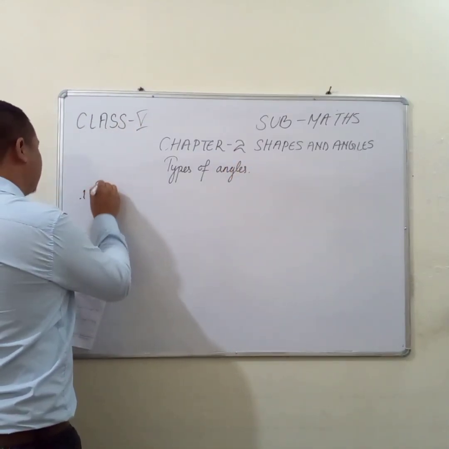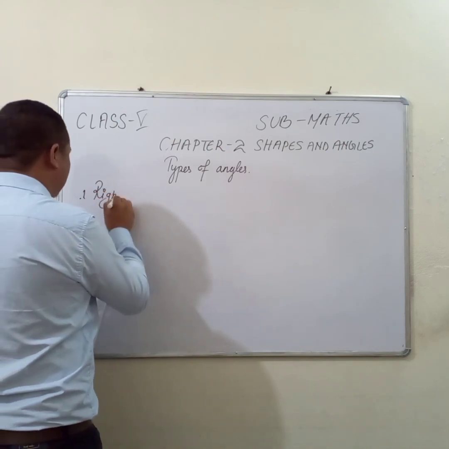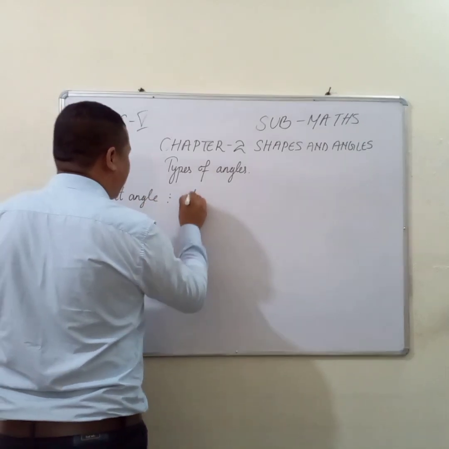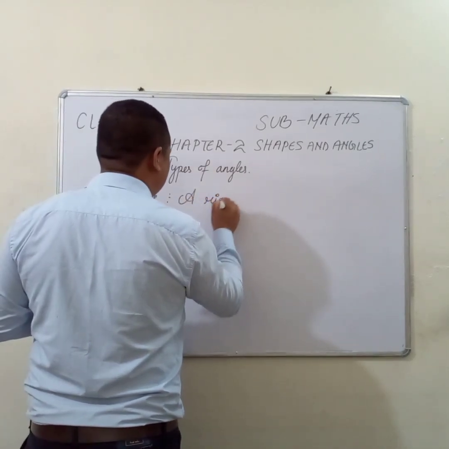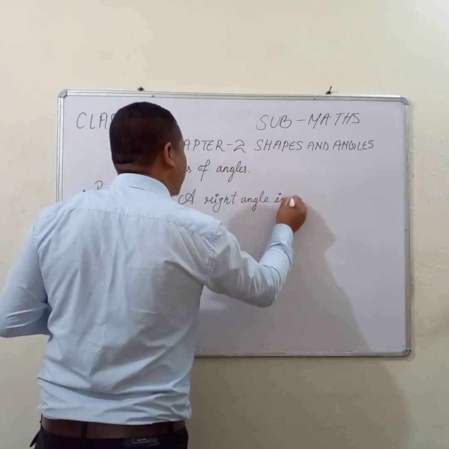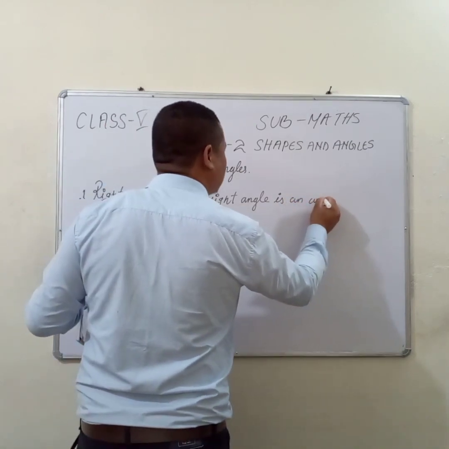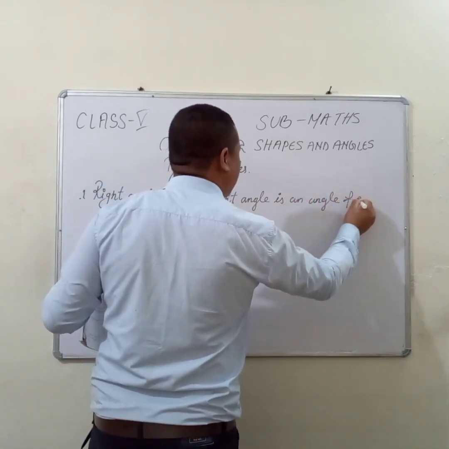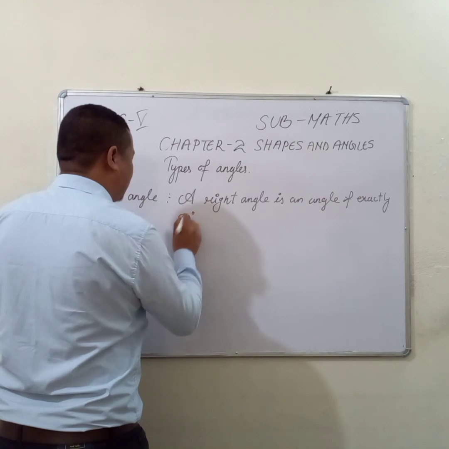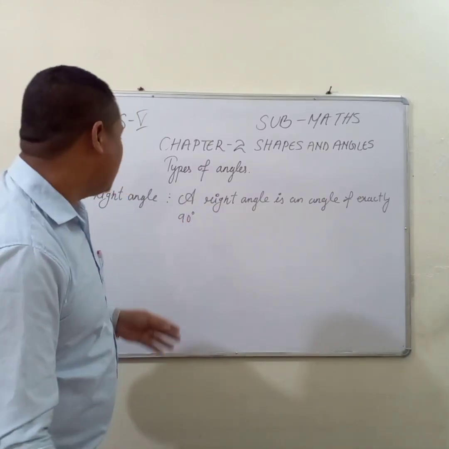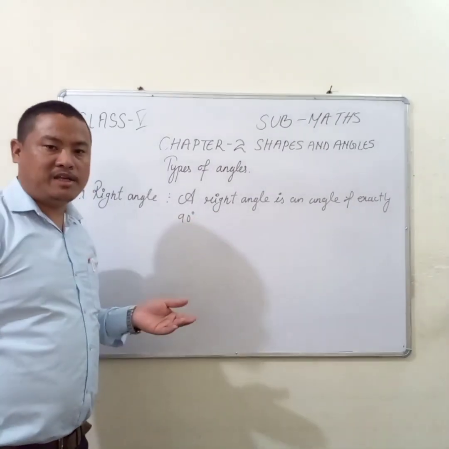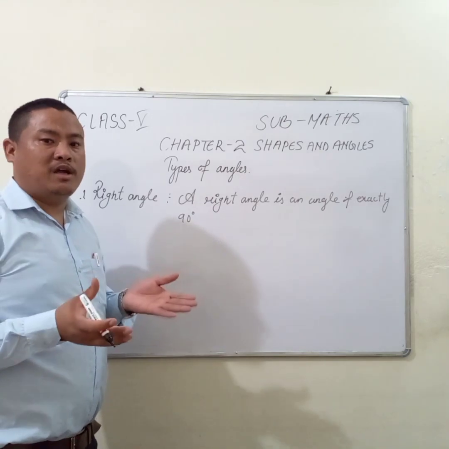First, right angle. A right angle is an angle of exactly 90 degree. Okay. A right angle is an angle of exactly 90 degree, which measure is 90 degree.